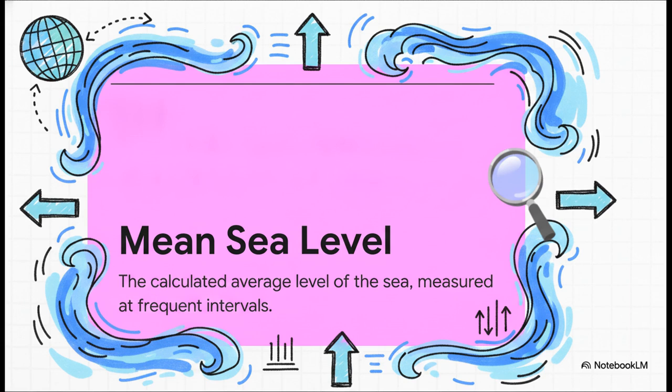But there's a catch, right? The sea never stands still. You've got constant high and low tides. So to get a true, reliable zero, scientists carefully measure the sea level at frequent intervals over a long period of time and then calculate an average.